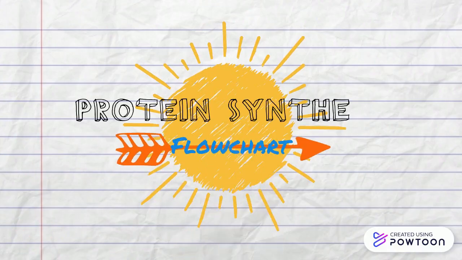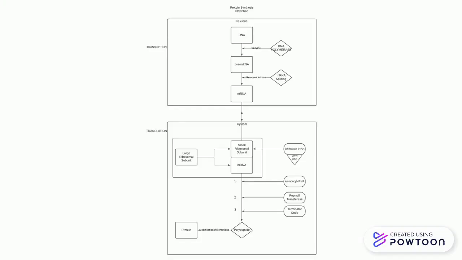Following is a flowchart that explains the process of protein synthesis. It may look a little big at first, but we will be going in depth into each and every process that occurs. Protein synthesis occurs in 2 steps. The first is called transcription, and the second is called translation.